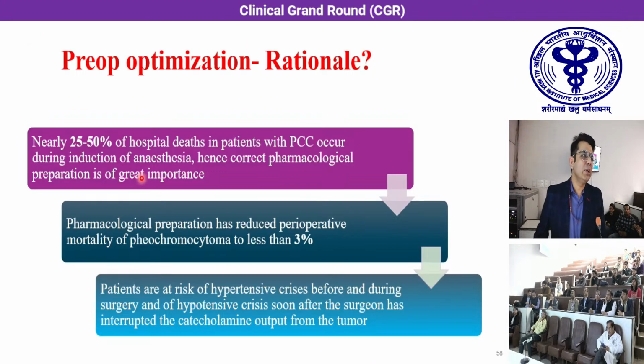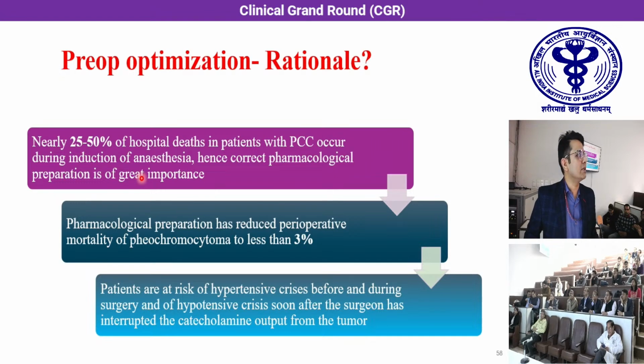So why do you need to optimize these patients? As an anesthetist, I'm sure everyone talks about the pre-anesthetic checkup, and why these checkups are required is because we want to optimize these patients in the pre-operative period, especially a patient of pheochromocytoma. The rationale is very simple.